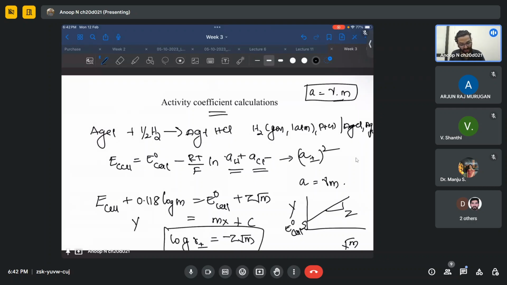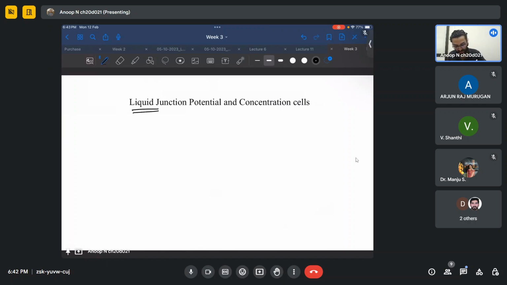Similarly, the next topic was a very interesting topic, liquid junction potential. When I was attending classes, my faculty used to ask funny questions on this topic. So what is liquid junction potential? As we all know, different ions have different ionic mobility. Suppose we take H plus, K plus, and Cl minus. These all have different ionic mobility. Suppose I have a container separated by a wall.